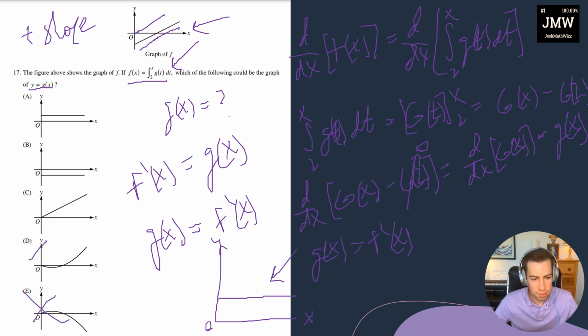So it's not going to be E, it's not going to be D, it's not going to be C, and it's not going to be B, because notice how it's constant, but it's negative. And again, we know it needs to be a positive slope, therefore a positive derivative. So the correct answer is going to be answer choice A.